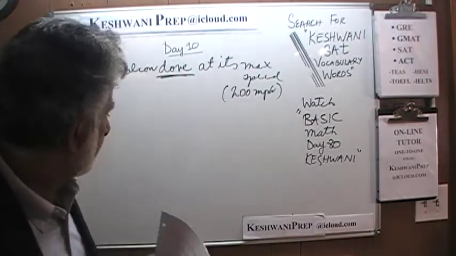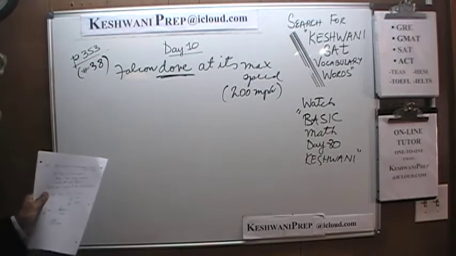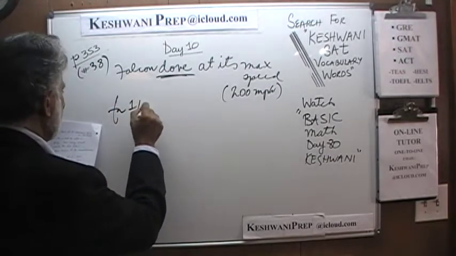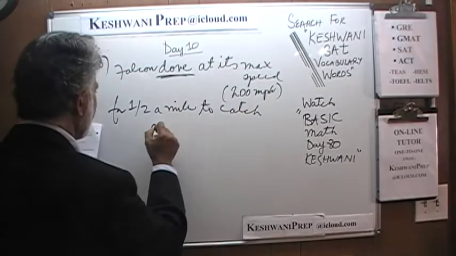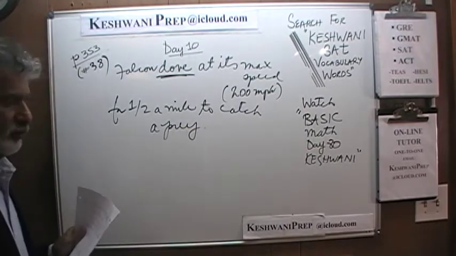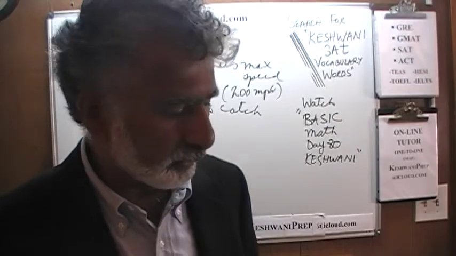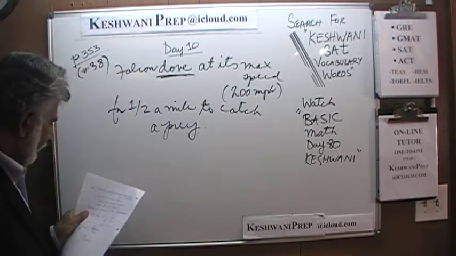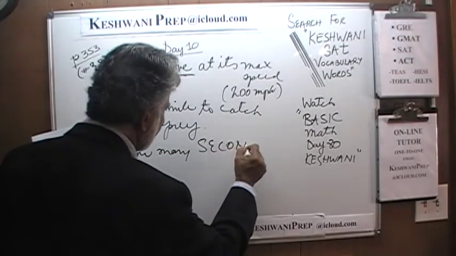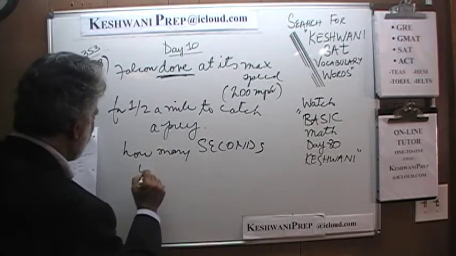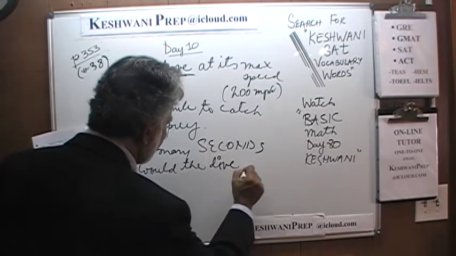Do you understand? Dove. And the falcon dove at its maximum speed for half a mile to catch a prey. So he's going to dive half a mile at the highest speed that he can muster, which is 200 miles per hour. And the question simply is, how many seconds would the dive take?